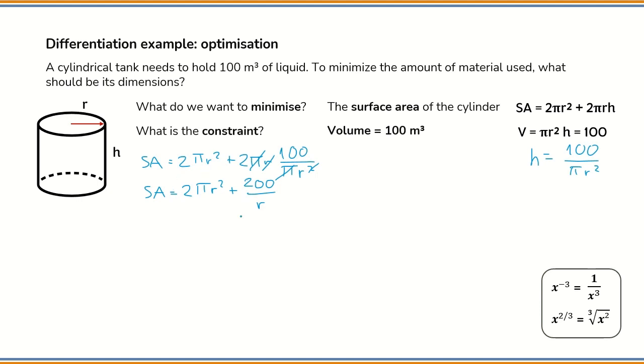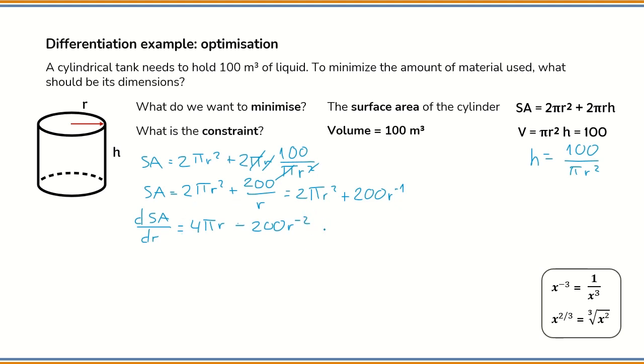Before calculating the derivative of this formula, I need to change this term using this law of indices. So this is 2 pi r squared plus 200 times r to the power of minus 1. And now I can start differentiating the surface area with respect to r. I need to times and take away. I need to times the power by r and its coefficient. So 2 times 2 is 4 pi r to the power of 2 minus 1, 1, minus 1 times 200, which is minus 200, r to the power of minus 1, which is minus 2.